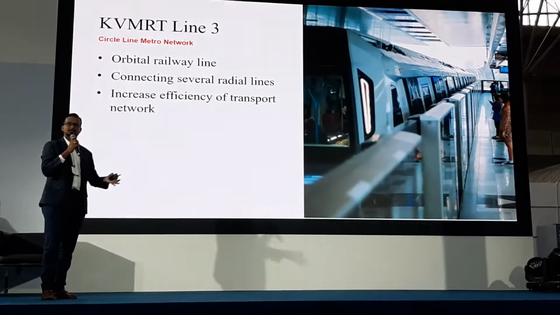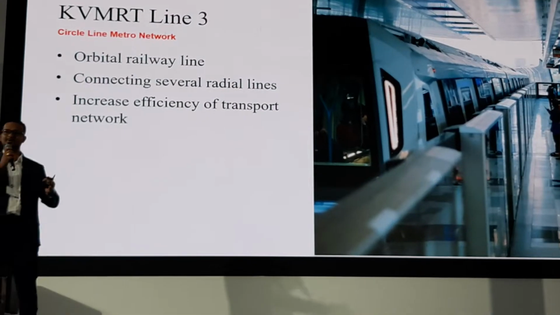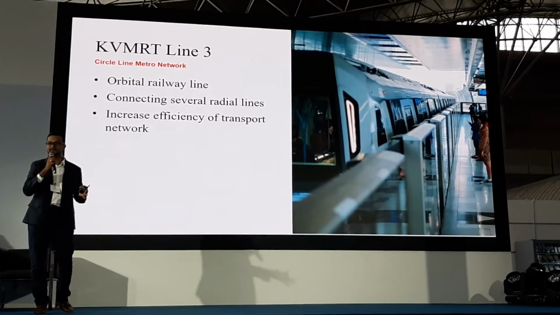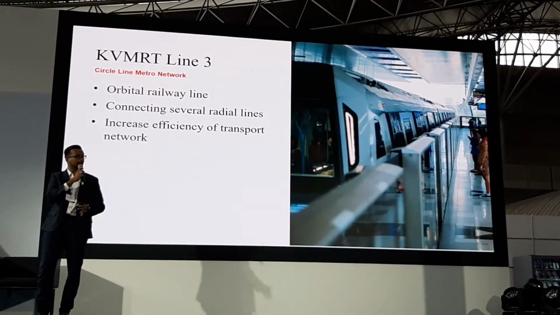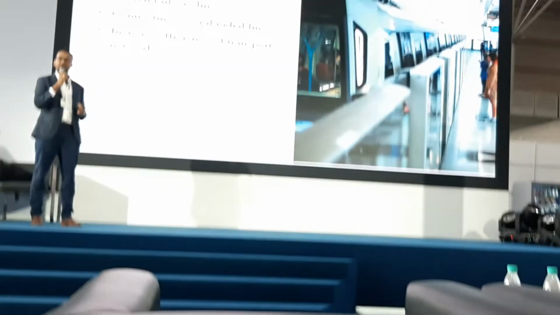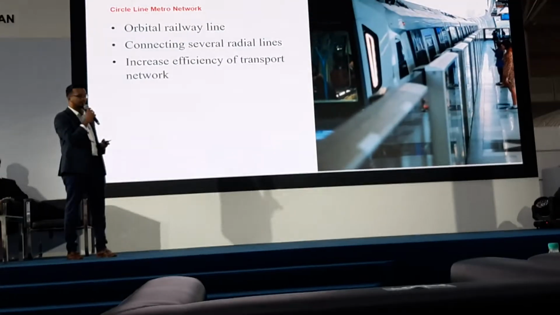As an orbital line, it goes in a circle, going round and round throughout the day. So it also connects to the existing radial lines available in the existing city, which in our case are Line 1 and Line 2. This would be identified as the best way to improve the integration and the efficiency of the transport network.